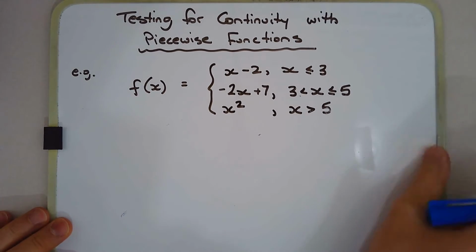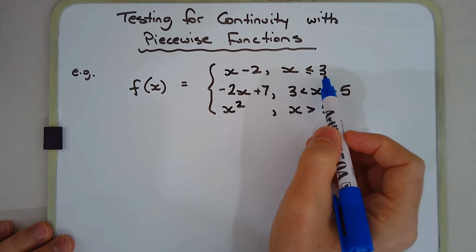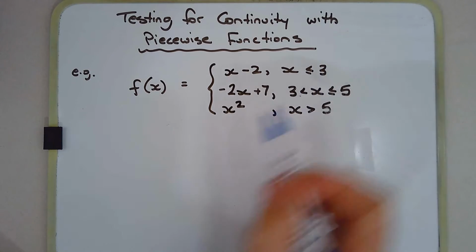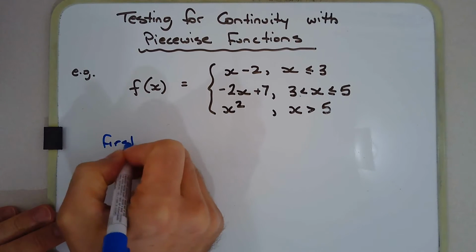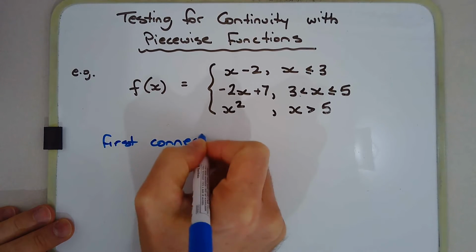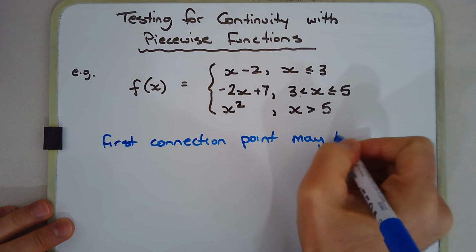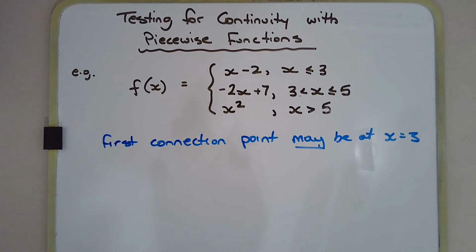So what we're going to do is analyze the first piece. The first piece is defined for values of x less than or equal to 3. The second piece is defined for values of x greater than 3. So x equals 3 is a potential connection point. The first connection point may be at x equals 3. And I say may because they may not connect. It might be a discontinuity at that point. The two functions might be off from each other and you can see a clear gap.